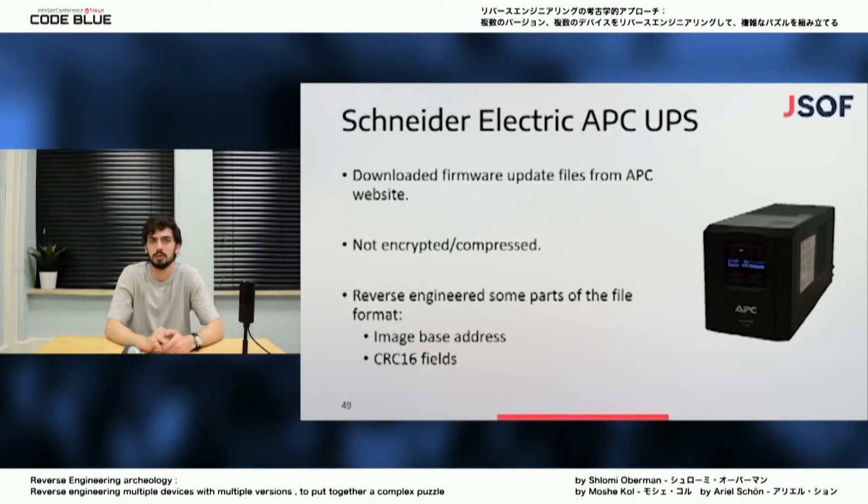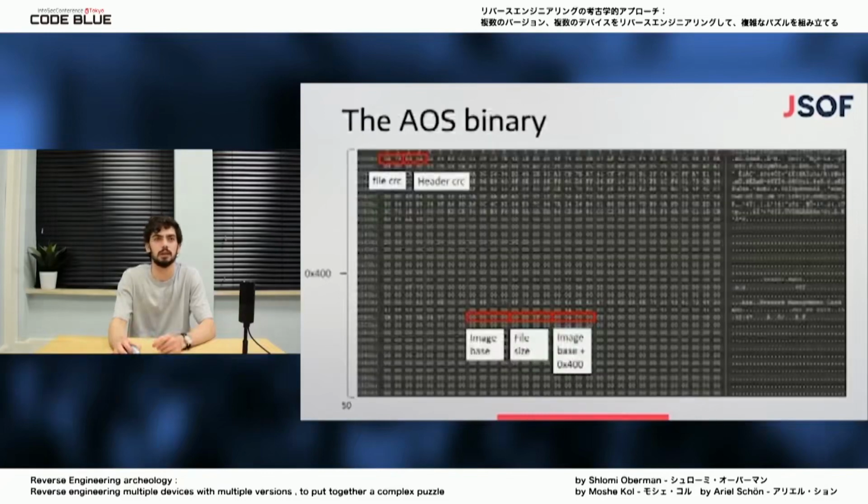We initially got the firmware directly from the APC website. We downloaded it as an executable, which will update the firmware of the device over the network. From this executable, we extracted the firmware files. Luckily, they were neither encrypted nor compressed, so that was relatively straightforward. We did have to reverse engineer some parts of the firmware image just to understand how to properly load it into our disassembler, but that was relatively easy.